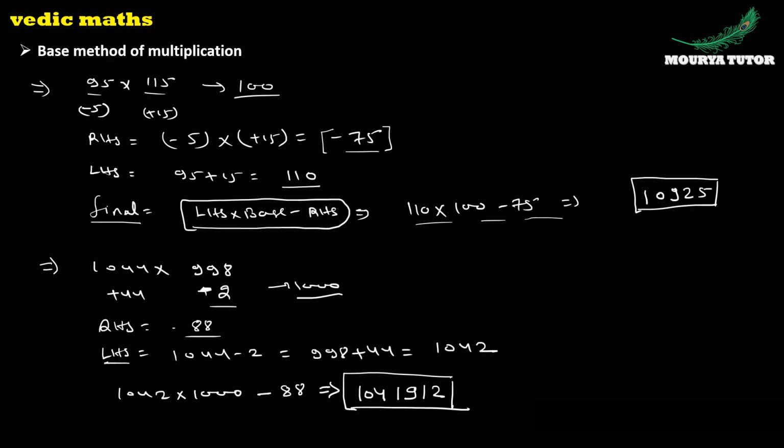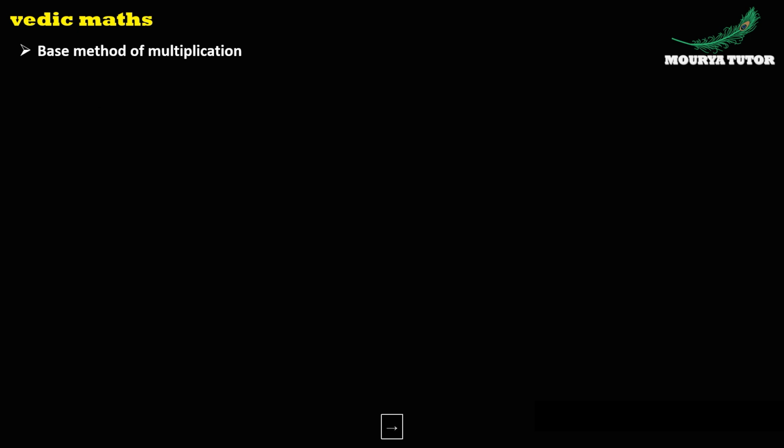Now you may ask one question. Can we multiply 85 and 995 using the base method of multiplication? Can we multiply these two numbers? Because the base is 100 for this 85 and the base for the 995 is 1000. So what you need to do for this, you just need to multiply this 85 with 10, you will get 850 into 995.